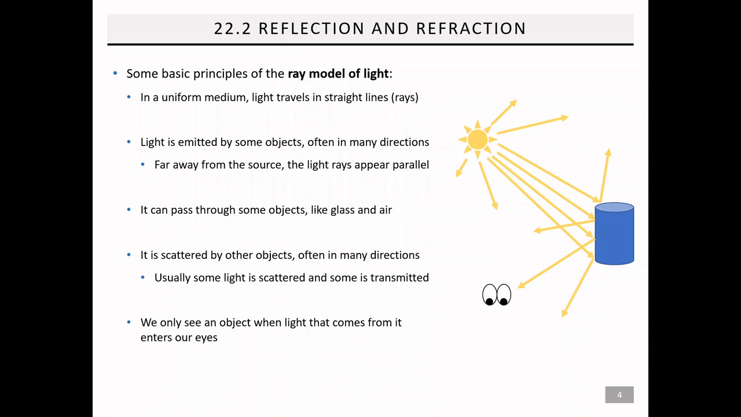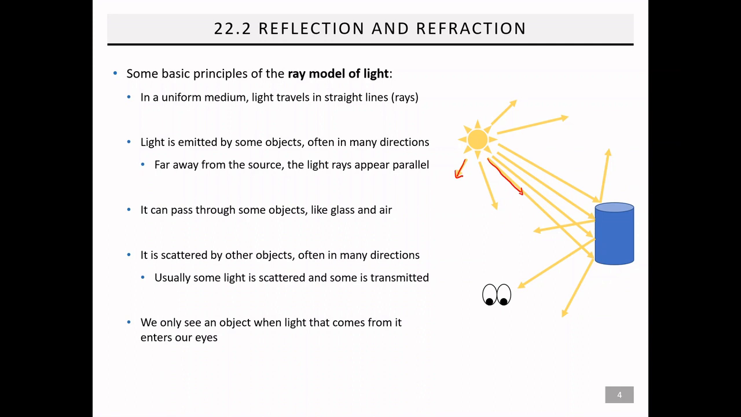We'll start with what we call the ray model of light. So we're going to think of light as a ray, just a beam of light that comes out of a light source, like the sun or a light bulb. Some of the basic principles of this model are that light travels in a straight line. As long as light stays in a uniform medium, so if light stays in air or if light stays in water, then we can say that light travels in a straight line. That's what's shown on the right. You have straight lines coming out of the sun. They're coming out of the sun in all directions.